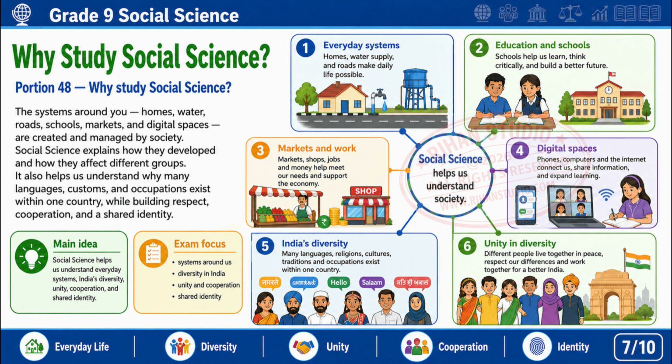Why and where this leads. Why study social science? The systems around you, homes, water, roads, schools, markets, even digital spaces, are created and managed by society. Social science explains how they developed and how they affect different groups, and why diversity of languages, customs, and occupations exists within one country, building respect, cooperation, and a shared identity.